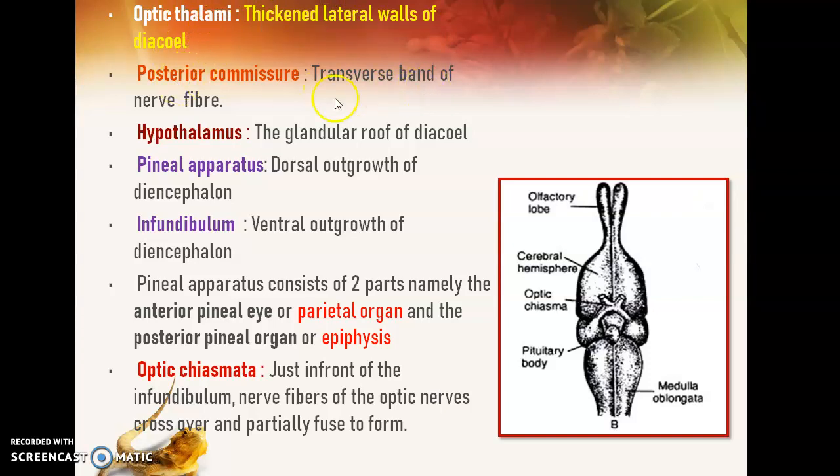And in addition to this, there is a transverse band of nerve fibers also formed, that is called the posterior commissure.